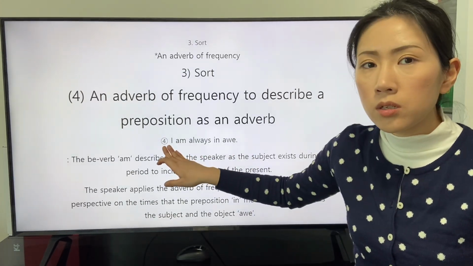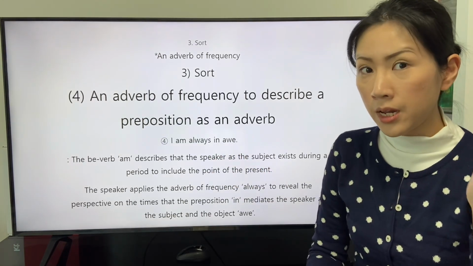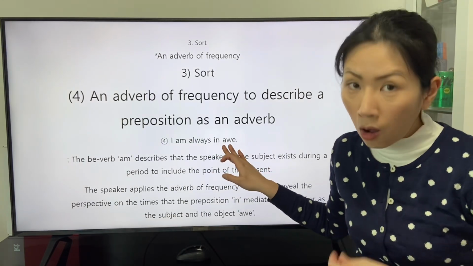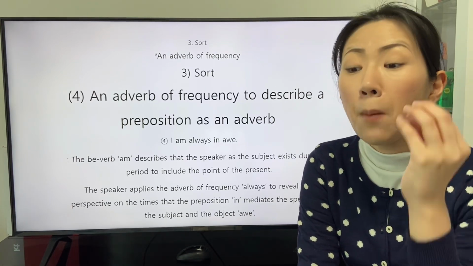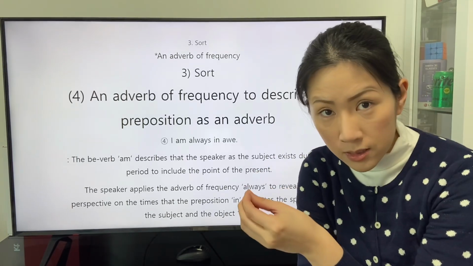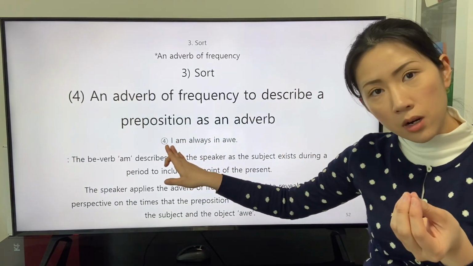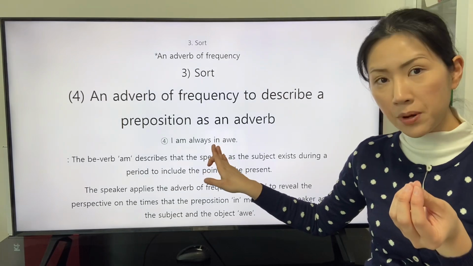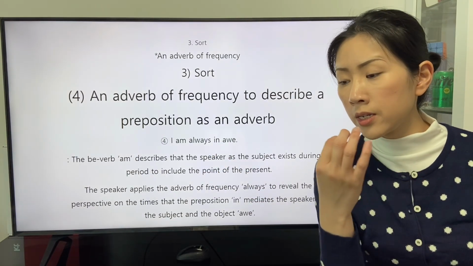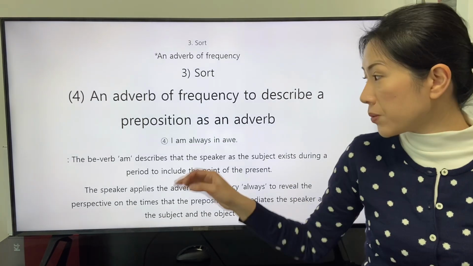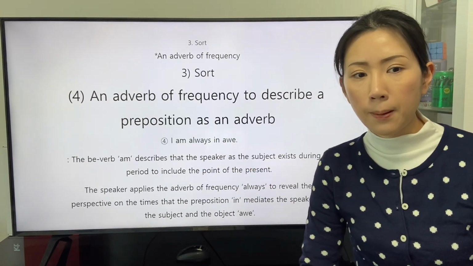Does the speaker, in the object awe during the period to include the point at the present, the speaker as the subject of the preposition in, is in the relationship with the object awe very frequently?